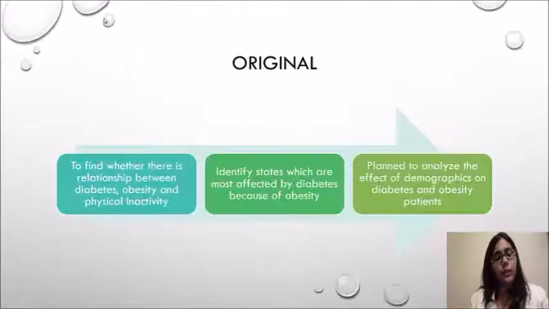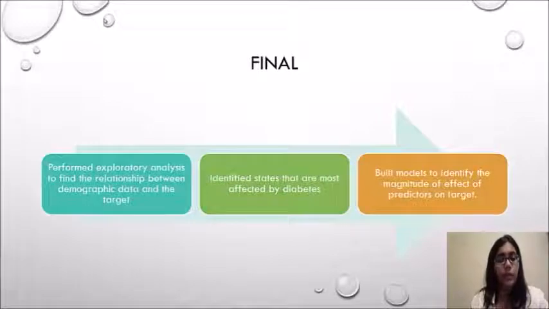Original versus final. In the original objectives, we wanted to find whether there is a relationship between diabetes, obesity, and physical time inactivity, and we wanted to find the states which are most affected by diabetes because of obesity. We planned to analyze the effect of demographics on diabetes and obesity patients. In the final version, we have performed exploratory analysis to find the relationship between demographic data and target, identify the states that are most affected by diabetes, and build models to identify the magnitude of effects of predictors on target.